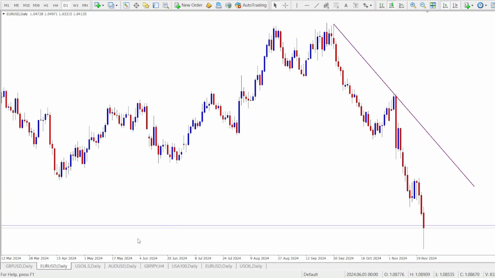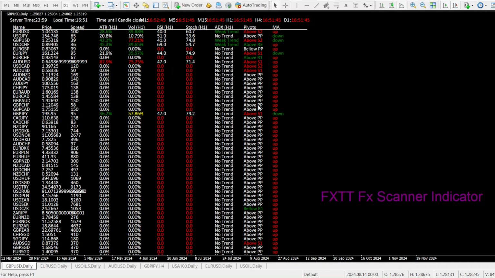So actually, this indicator may not be easy to understand by newbies, by beginners. So that is one of the limitations of this FXTT Fx Scanner Indicator, because it can be a little bit complex if you are a complete beginner. But if you have some experience, then you might find the indicator quite interesting because of the multitude of information that it gives on just one display.